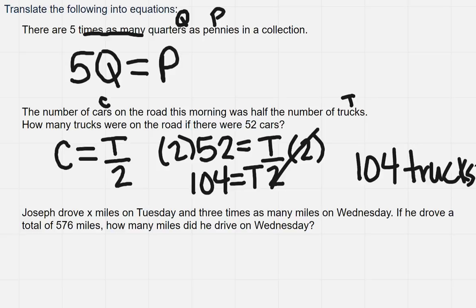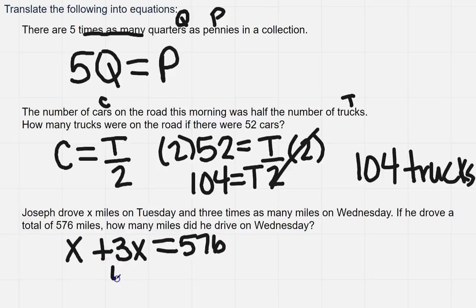Now, what about this last one? Of course, it gets a little more complicated. You guys know how I just love to do that. So it says that Joseph drives X miles on Tuesday. And then he drives 3 times as many miles on Wednesday. So if he already drove X, then that means he's going to drive 3X on Wednesday. So now how many total miles did he drive? He drove 576. So I want to combine like terms.